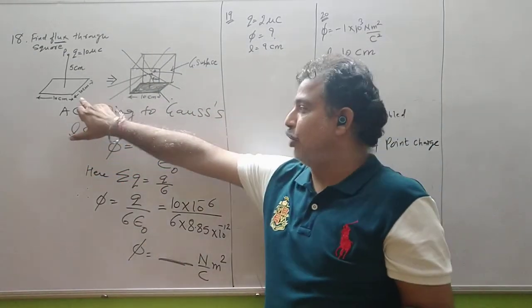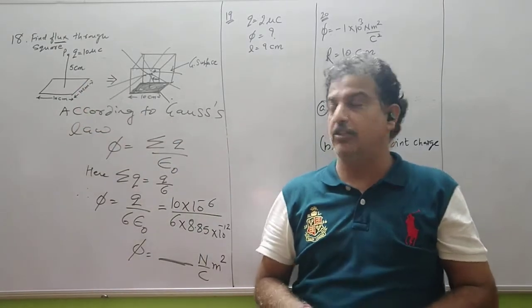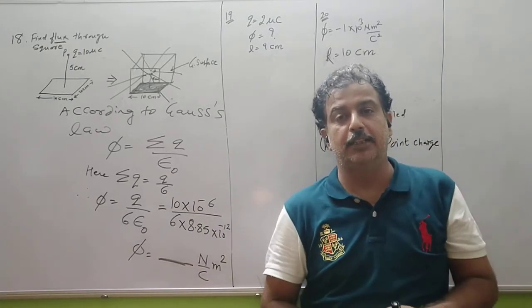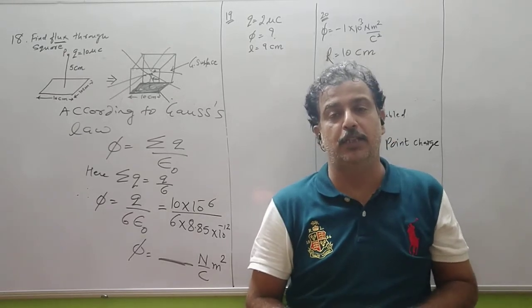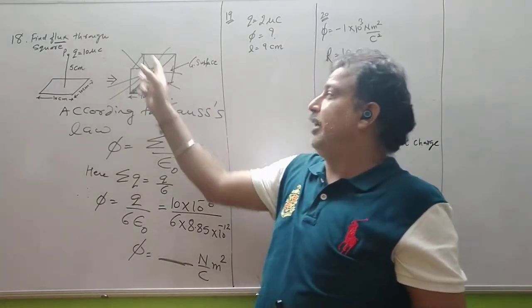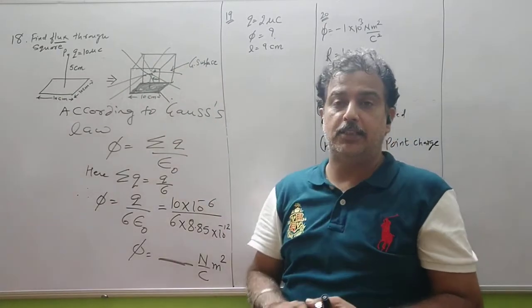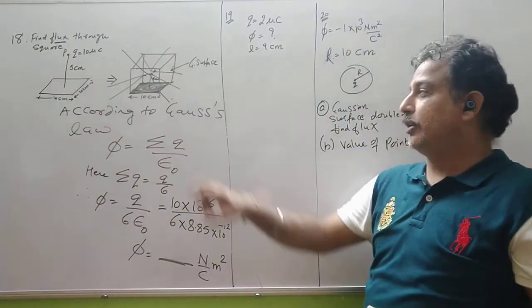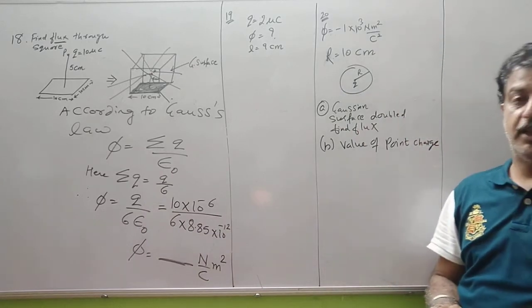So whenever some geometrical symmetry is given, we have to imagine a Gaussian surface in such a way that a charge is enclosed inside it. Or if it is a continuous charge distribution, the Gaussian surface can pass through it, that we have seen in the characteristics of a Gaussian surface. Here the point charge was given. So we assume this Gaussian surface to be a cube such that the charge is at the center of the cube. And so the contribution through one side will be 1/6 of the total flux.